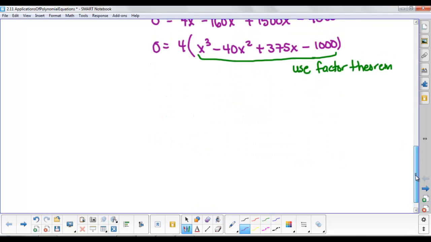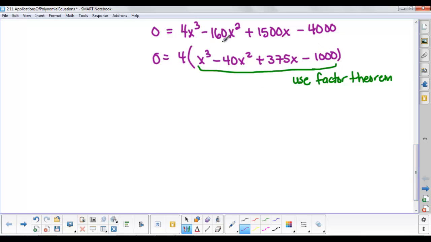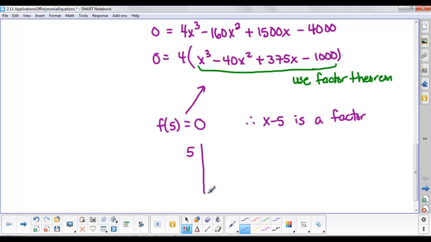So what we want to do now is sub in a test root into the polynomial that's inside the bracket here. So I'll try subbing in a root of 5. And if you actually do that, you should end up with remainder 0. So that tells me that x minus 5 is going to be a factor. And because f of 5 gave us 0 when we subbed 5 into that polynomial, we can use synthetic division now to break it down even further. So I use the test root of 5, and our coefficients are 1, negative 40, 375, and minus 1,000.